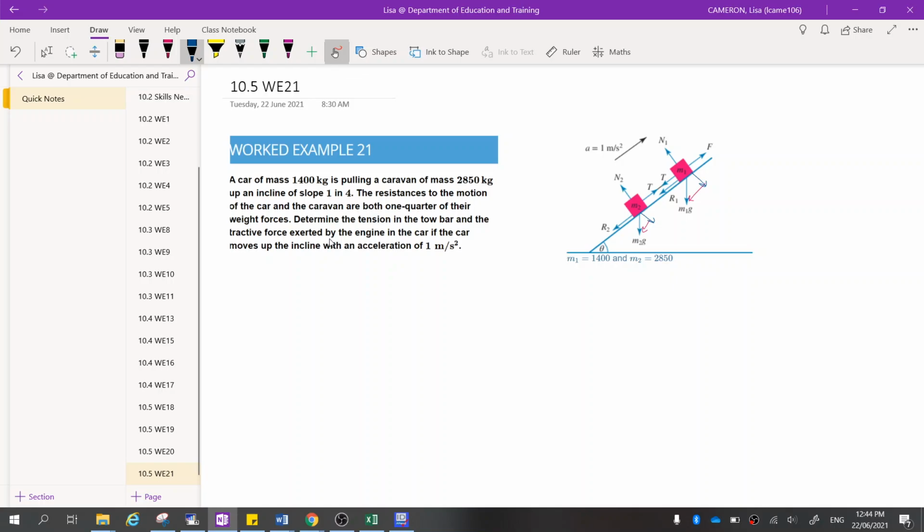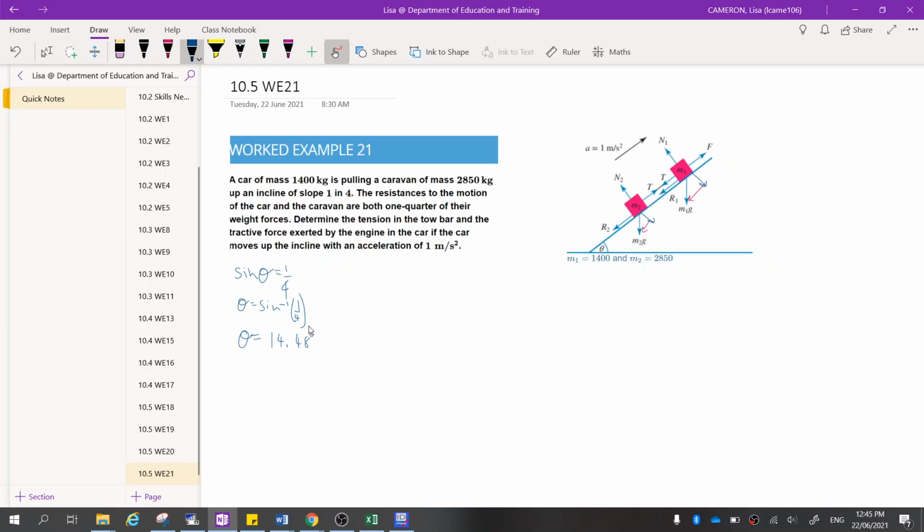A car with a mass of 1,400 kilograms is pulling a caravan with a mass of 2,850 kilograms up a slope with an inclined slope 1 in 4. Now, as soon as I see that, I know that that means sine theta is equal to 1 over 4, which means that theta is equal to the inverse of sine 1 over 4, which means that theta is equal to, now make sure that your calculator is in degrees or this will not work out for you. So 14.48 degrees. We'll go to 2 decimal places, why not?